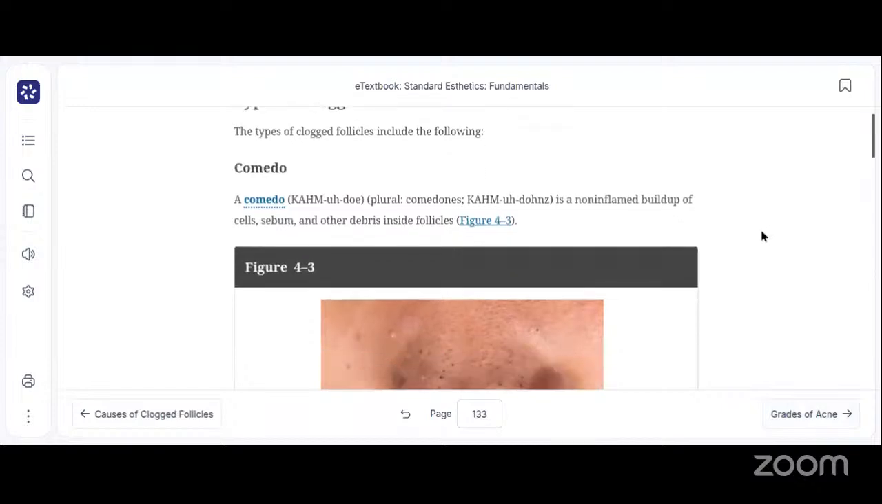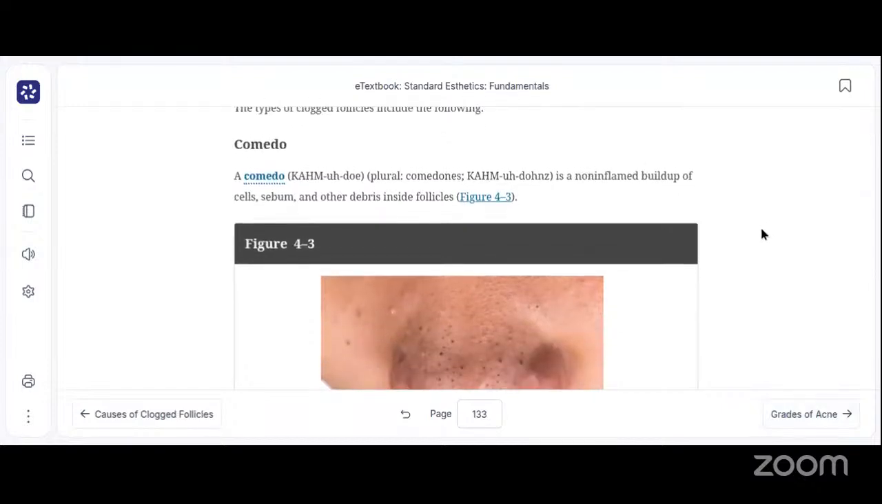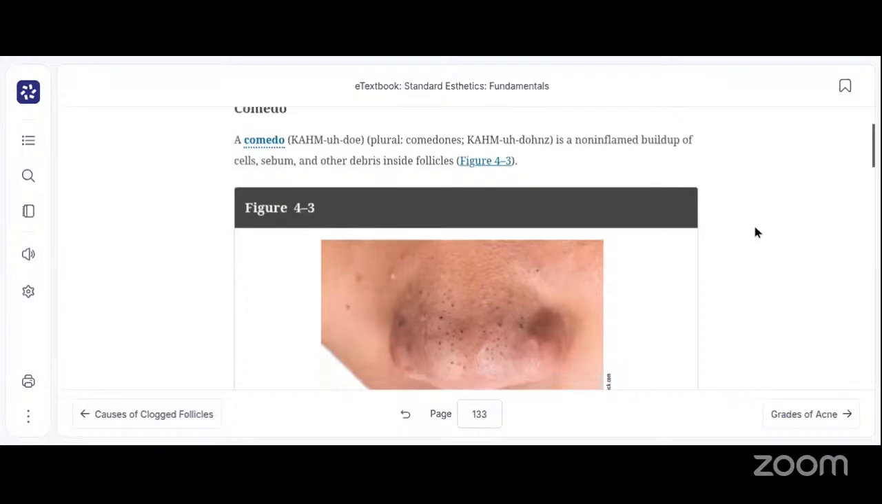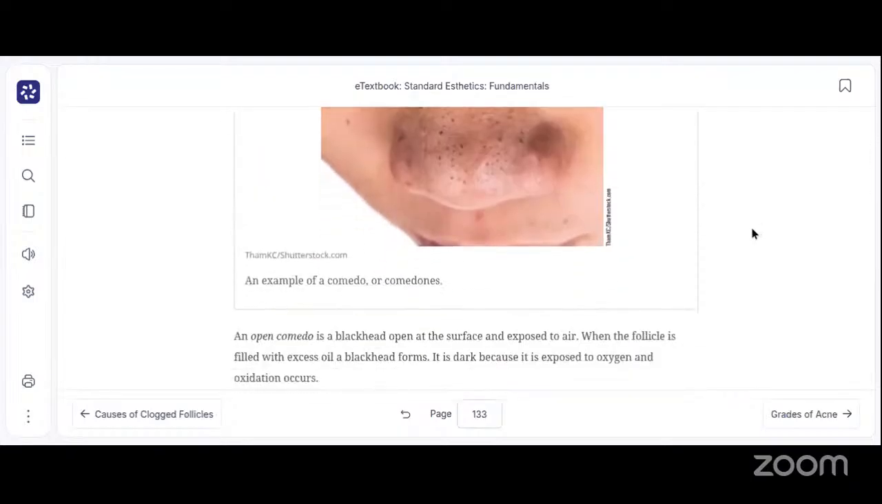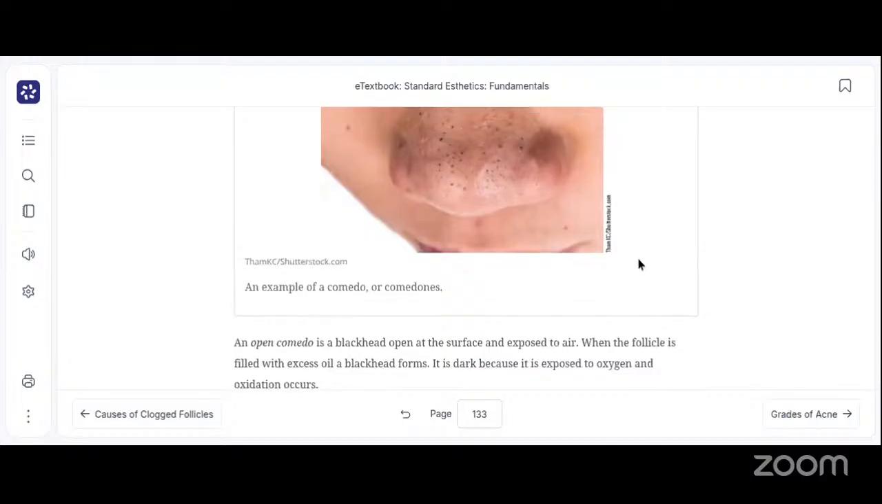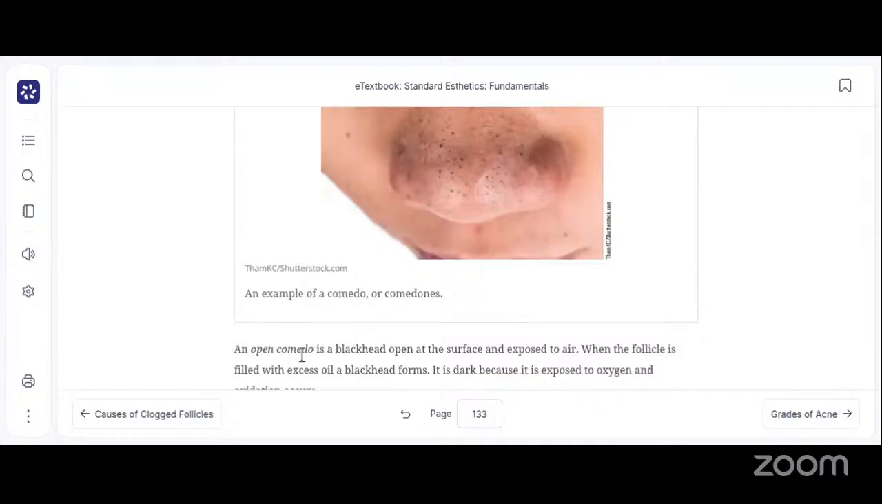Types of clogged follicles, as we saw in the video: comedones. Comedones are blackheads and whiteheads. You have open comedones and you have closed comedones. When it's black, it is an open comedone. When it's white, it's going to be a closed comedone. Y'all, when it's black, it's been there for a long time. It needs to get out because after that, it's going to turn into a papule.